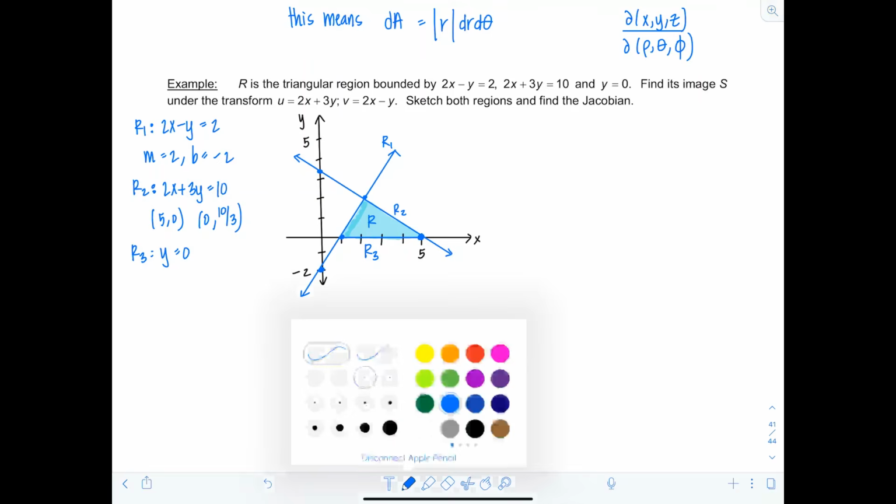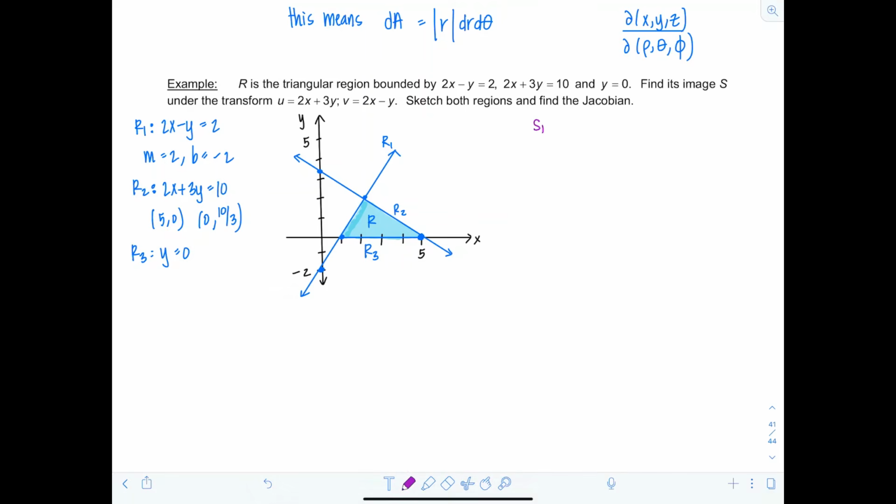So S1, the equation for R1 is 2x minus y equals 2. Well, notice 2x minus y is equal to v, so that would be v equals 2. S2, so I'm going to take 2x plus 3y, which is equal to 10, but 2x plus 3y is equal to u, so that would be u equals 10. Now, what about S3? This one's a little trickier. So y is equal to 0.